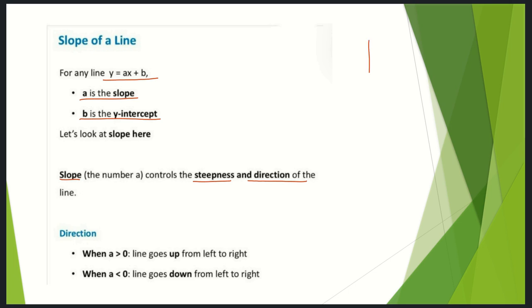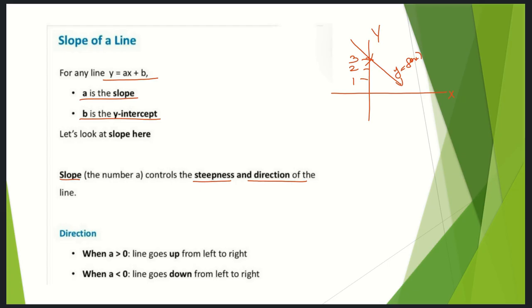For example, if you have an x-axis and y-axis like this, and this is your graph y = f(x), the y-intercept is 3 because it cuts the y-axis at the point 3. Got the idea? So in y = ax + b, a is the slope and b is the y-intercept.